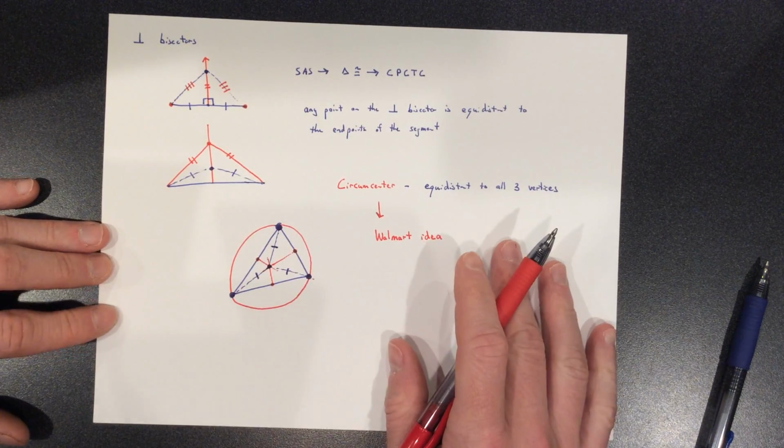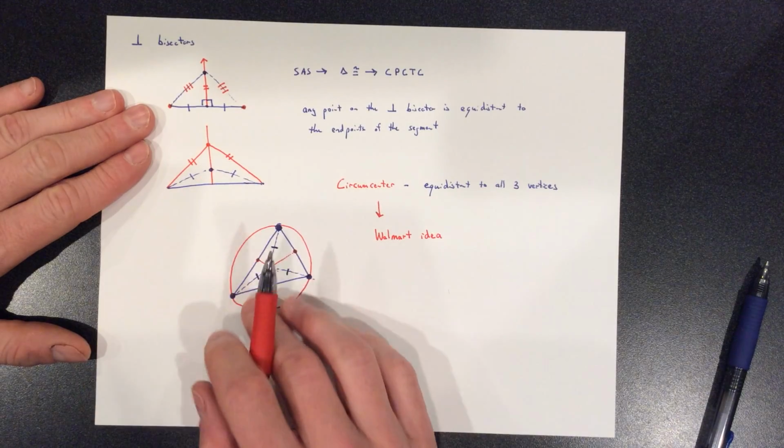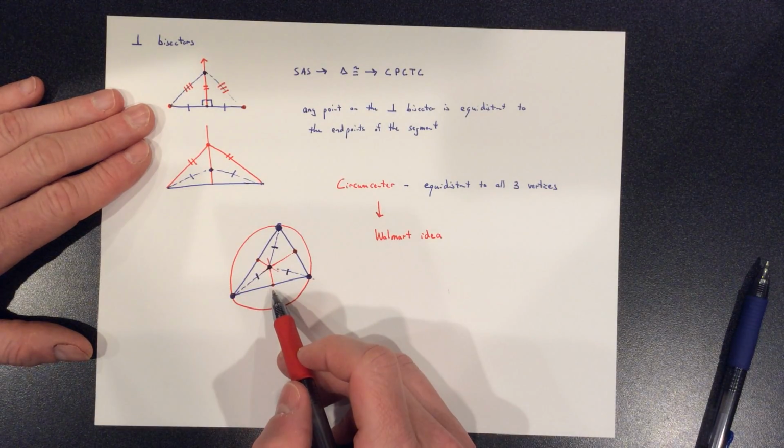Okay? So that's perpendicular bisectors and then an application in terms of the circumcenter. Cool?